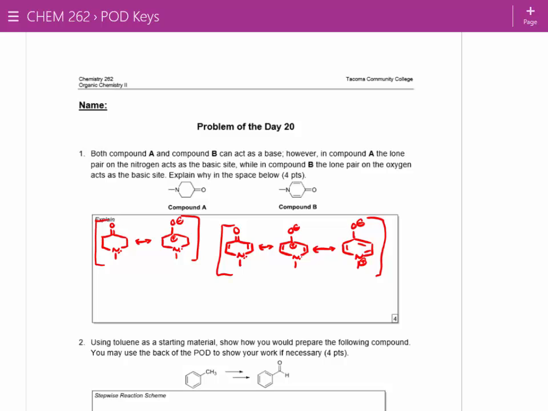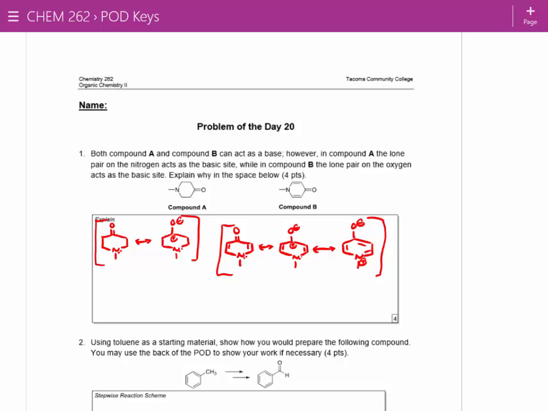So if we look at the main resonance contributor here, it's actually not the one on the left. It's better to think of this one as the molecule on the right. So most people, if they were to draw this molecule, this would be the better representation, because this would be the major resonance contributor. In this case, there's no lone pair on the nitrogen. It can't act as a base.